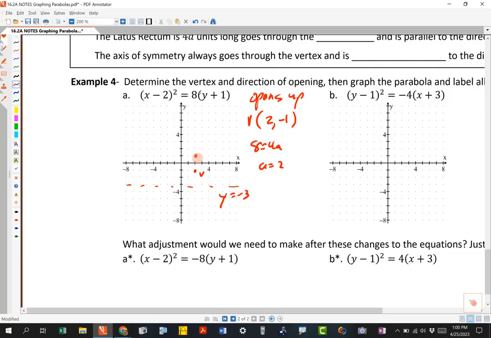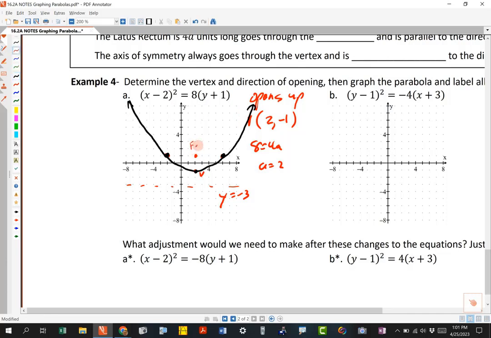And then the length of the latus rectum is 8. So we're going to go 4 units in this direction, so we're going to go over there, and then 4 units in this direction over there. And then I'm going to color code this. So this is a point on the parabola. This is a point on the parabola, and that is. So it's going to look something like this. And then I'll label each one of these points.